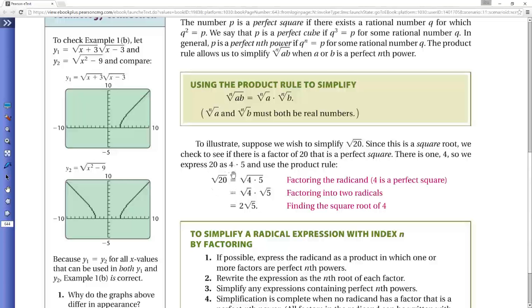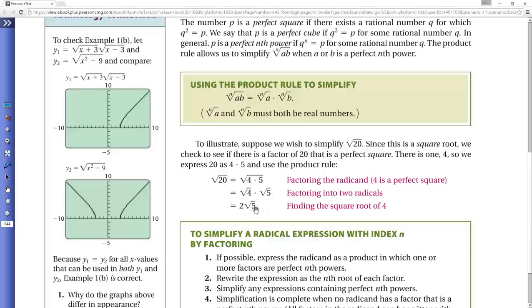But they say, well, let's say that 20 can be represented by 4 times 5. So we could say the square root of 20 is the same as the square root of 4 times 5. And then using this product rule, we can say that's the square root of 4 times the square root of 5. The reason they pulled out this factor of 4, that's a perfect square, is that we can get the exact value for the square root of 4, which is 2. So we end up with 2 times the square root of 5.